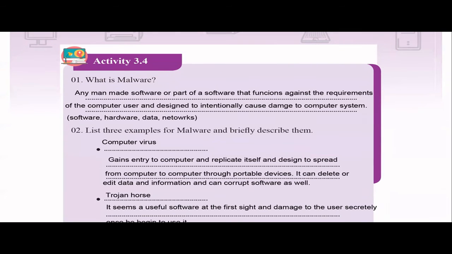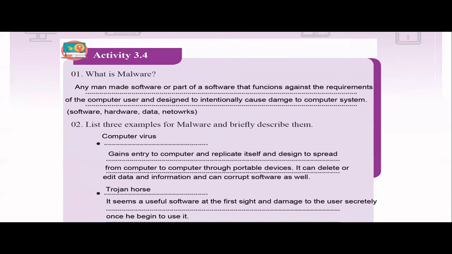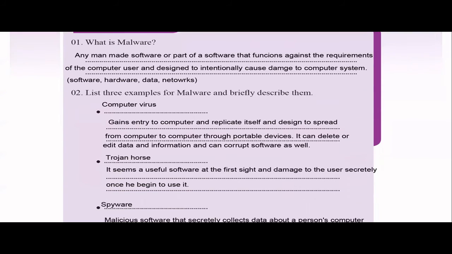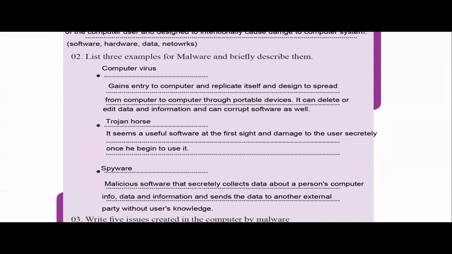What is malware? In activity 3.4, they're talking about malware. It is any man-made software or part of a software that functions against the requirement of the computer user, right? And they are designed to damage the computer system, right? The computer system can mean software, hardware, data, network, anything. So this computer system can be damaged using malware. And they're asking you to write 3 examples for malware and describe them.